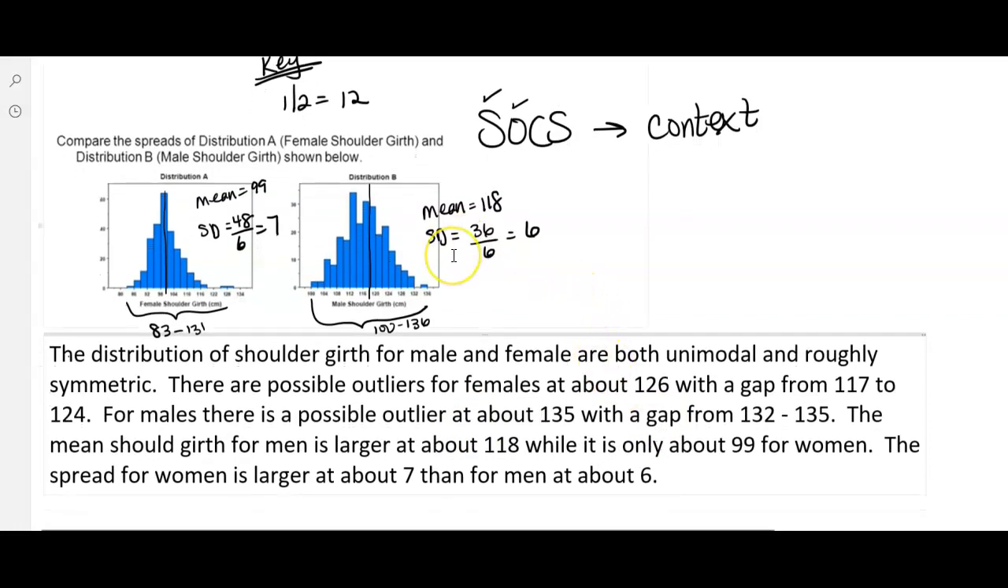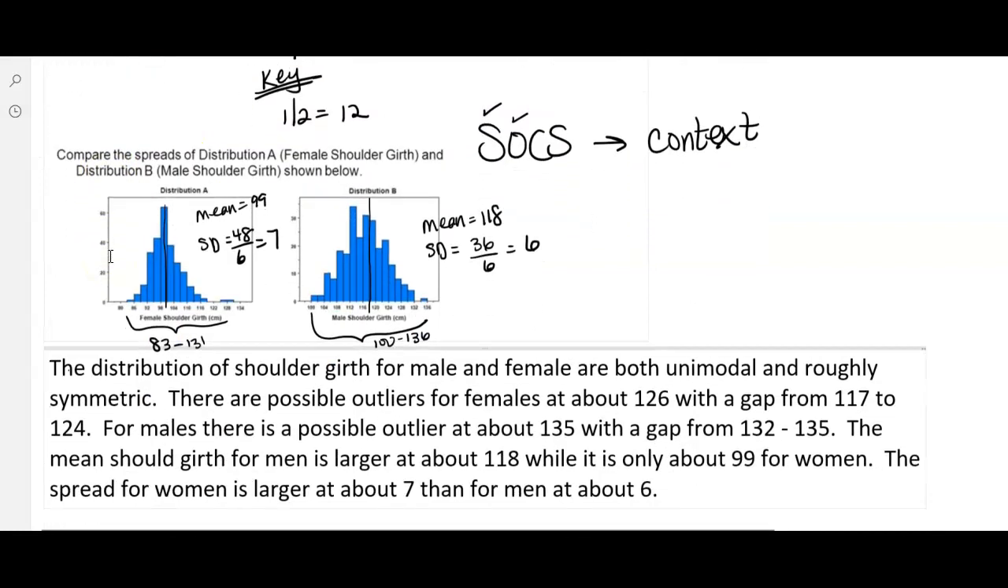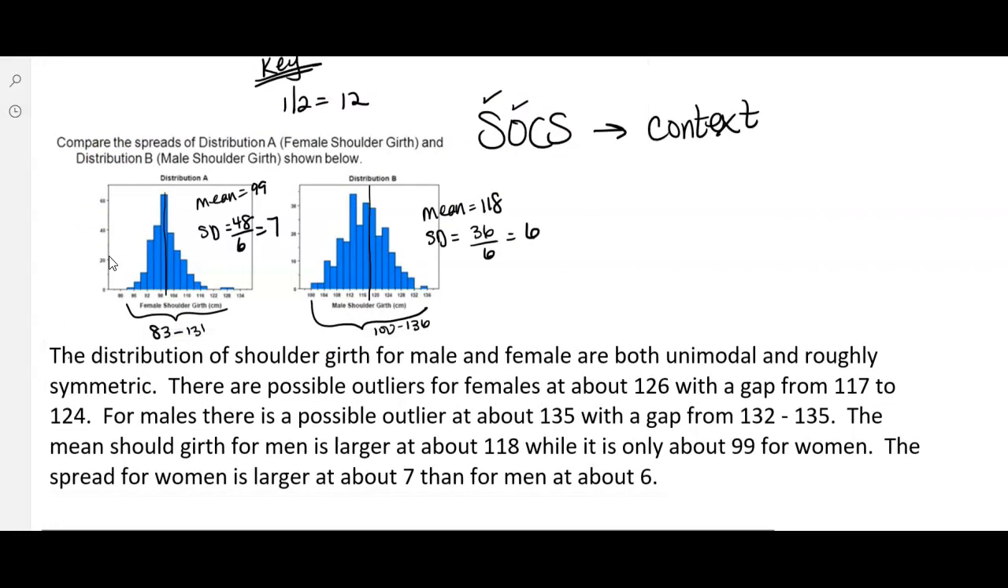There is an issue with this graph though. If we looked at our rules, the first rule we said is that they need to have matching axes and bins. And so this one doesn't match. So if we, and I can't really zoom in because it's not a very clear picture, but for this one, this goes from 80 to 86. And so for this one, each bin is 3. But this one goes 100 to 104, so each bin is 2.